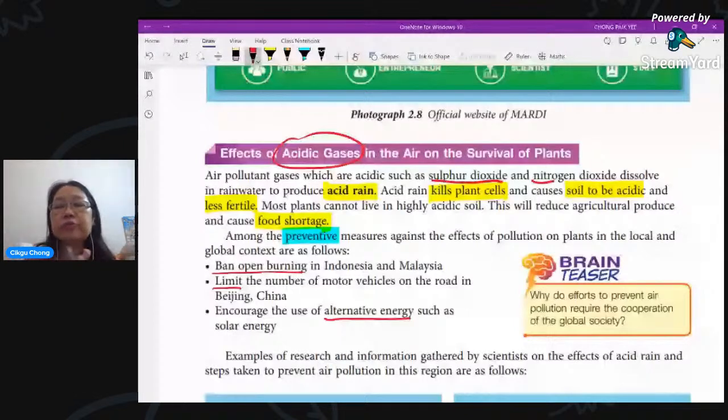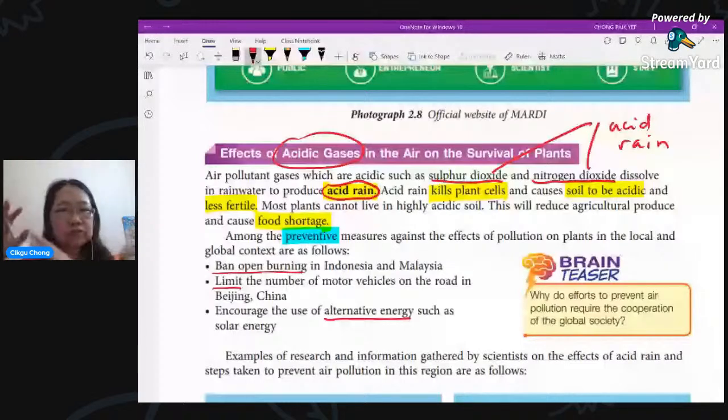So when they are released from the factories, from the exhaust from the burning of coal and petrol, they go into the air and dissolve in the water vapor in the clouds, and it comes down as acid rain. So when acid rain drops onto the plant, it can kill plant cells. It also causes the soil to be acidic.